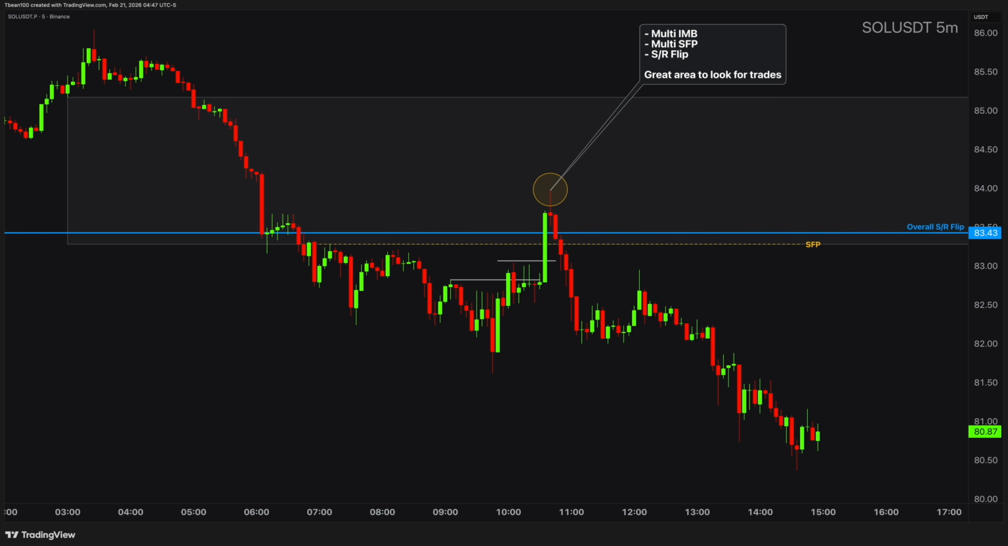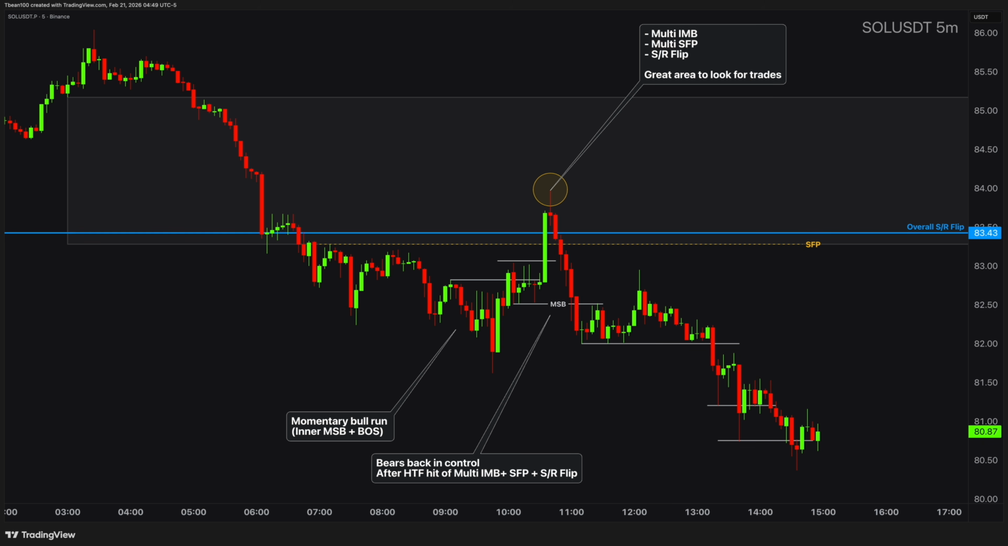First of all, you can see that at some point there was a bullish run that got created. We had the first market structure break, followed by another break of structure moving towards the multi-imbalance and SR flip location. However, the moment price tapped into our higher time frame concepts, the inner trend shifted once again. We then created a bearish market structure break, which clearly shows that the sellers are stepping in and taking control back. And here is the important tip that you need to remember.